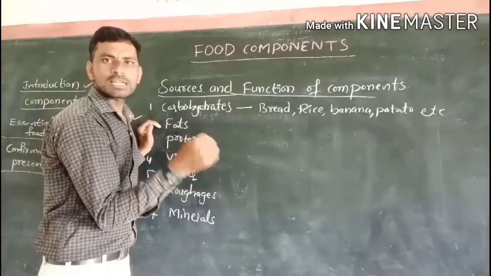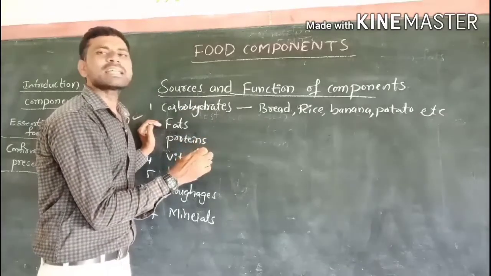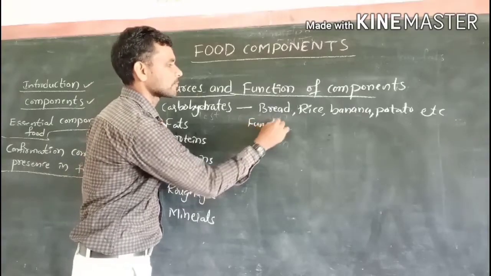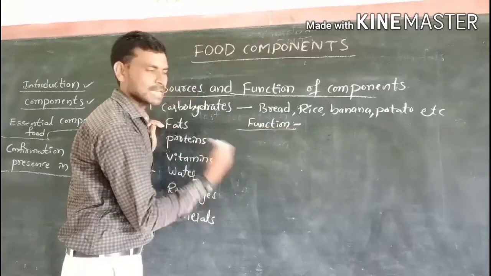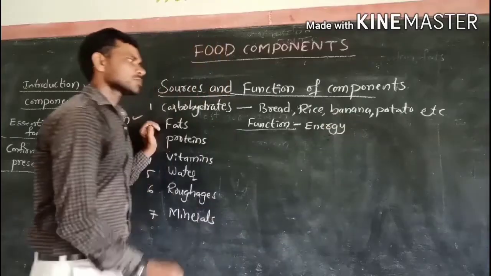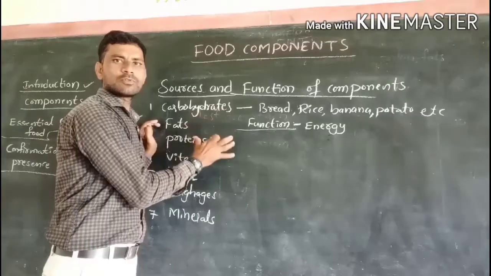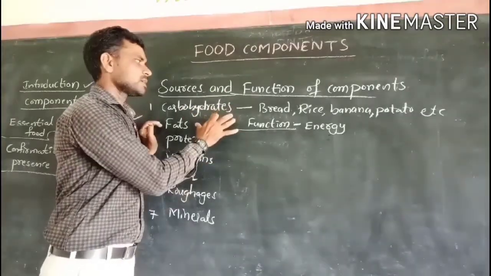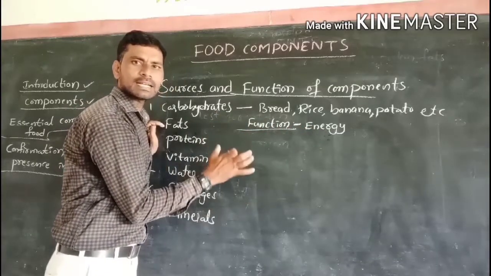Next one is the function. So what is the main function of carbohydrates? They give us energy. Function means how they help us. They give us energy. So you can remember the components: what are the essential components in food, their sources, and their function. Sources means what I told you, and the main function is that they give us energy.